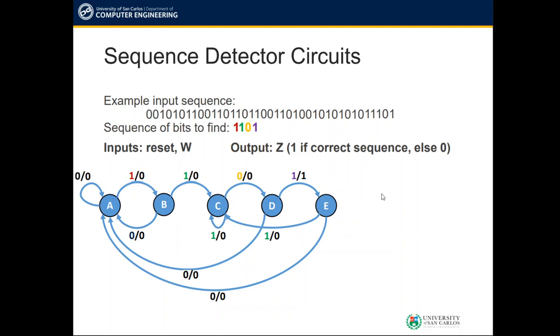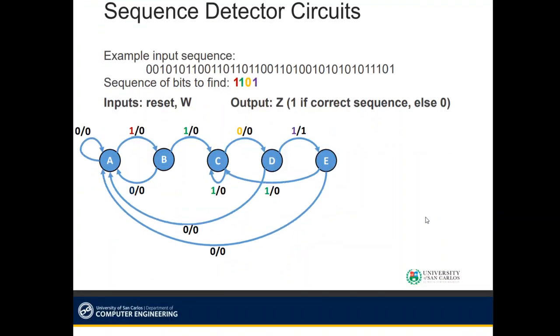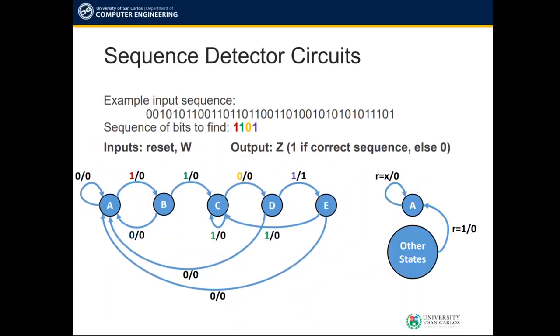So if you also want to draw the state diagram for the reset, in this case I just separated this one so that we can identify that in state A, whether the reset is 0 or 1, it goes back to itself, state A, because this is your initial state. That's why it doesn't matter whether the reset is 0 or 1.